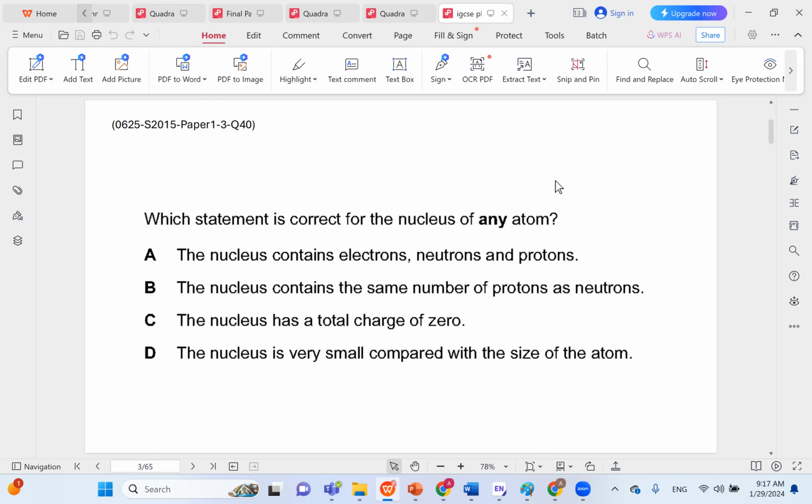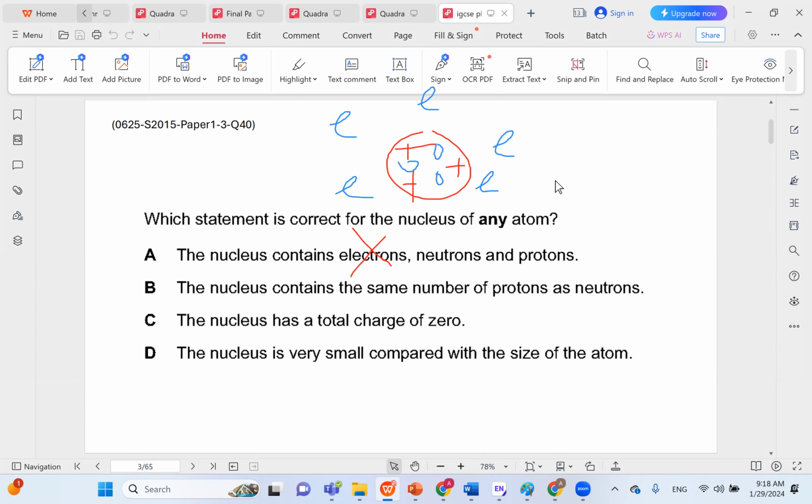The nucleus contains electrons, neutrons, and protons. Of course, this is not correct because the nucleus does not contain electrons. So within the nucleus, you have protons and you have neutrons, which are neutral charges or neutral bodies, uncharged bodies. So the electrons are outside of the nucleus orbiting around it.